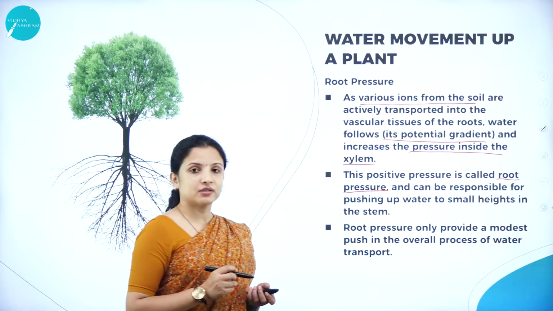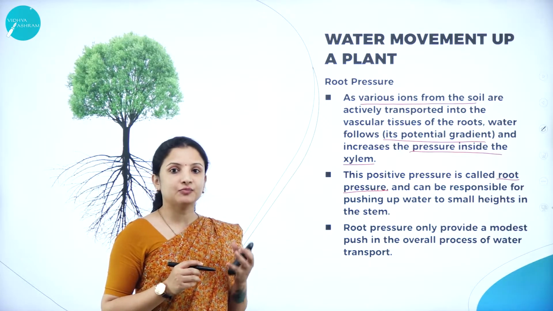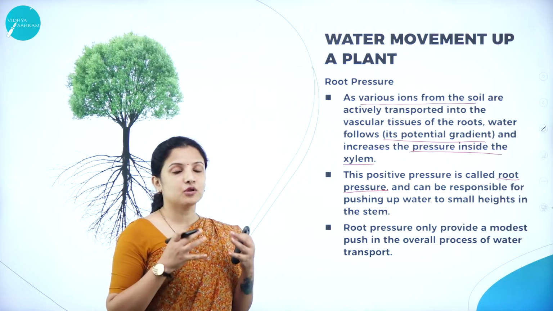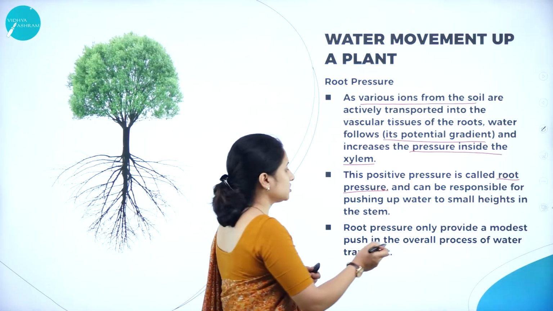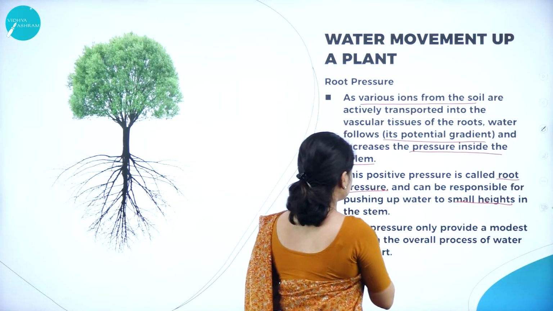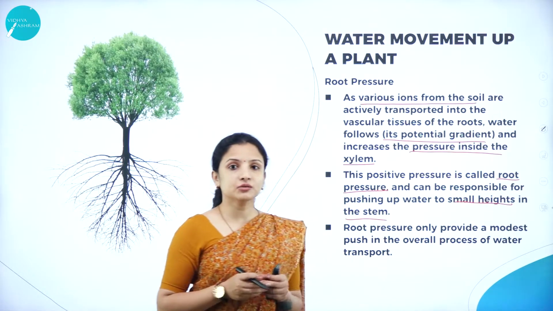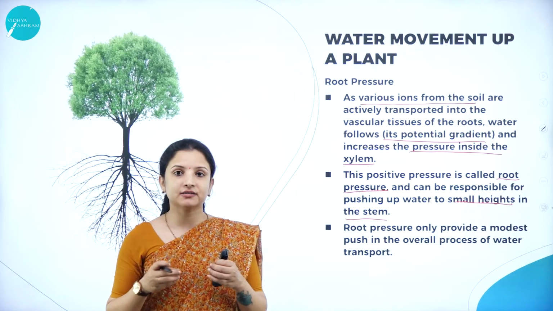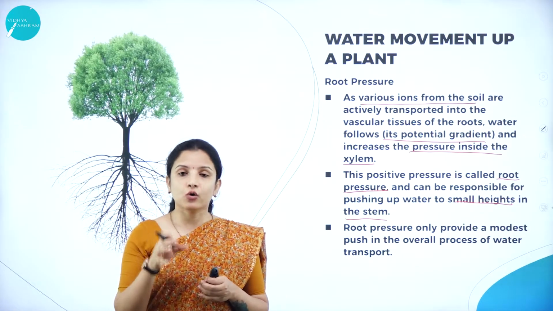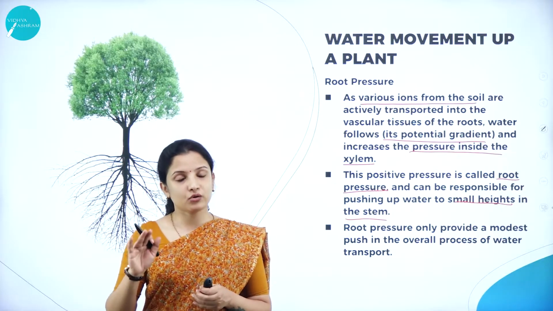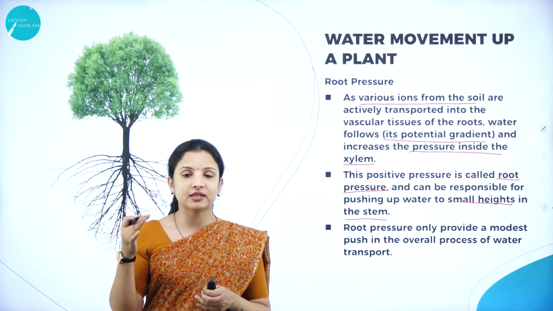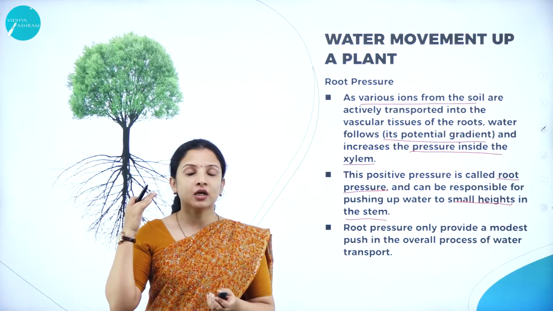This root pressure is the one that is actually responsible for pushing up water to smaller heights in the stem. So this root pressure actually has a minimum advantage. It only helps plants which are of smaller height. But imagine trees, there are trees which are very tall, right?